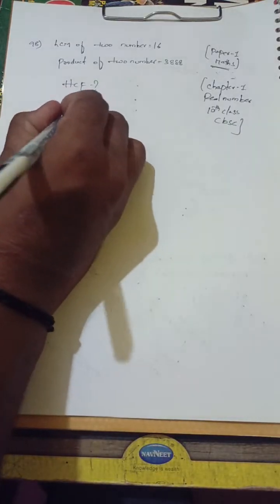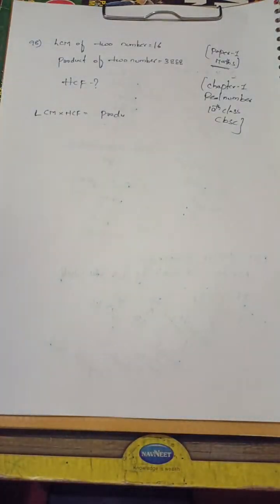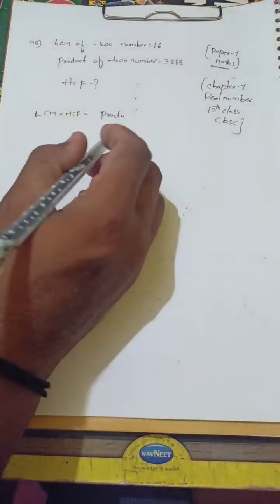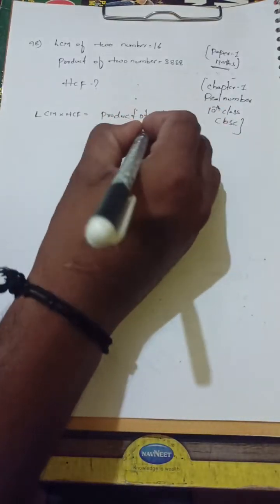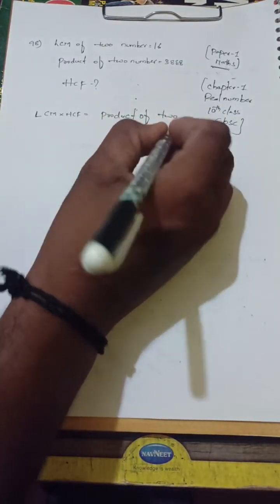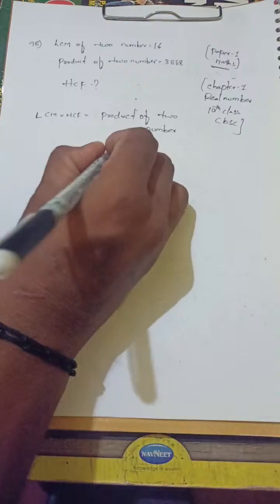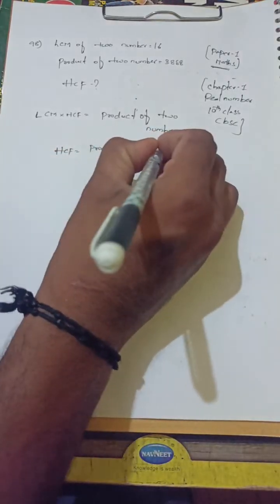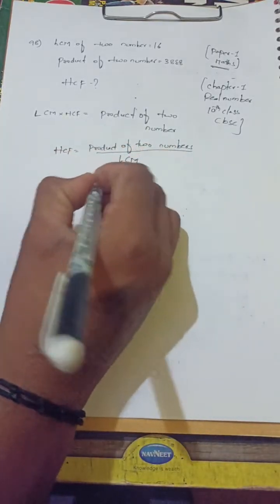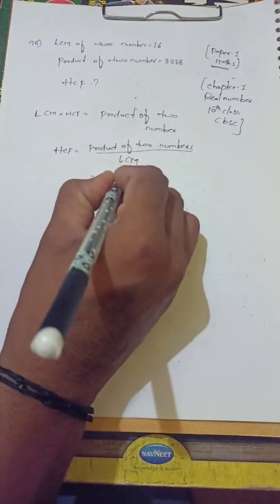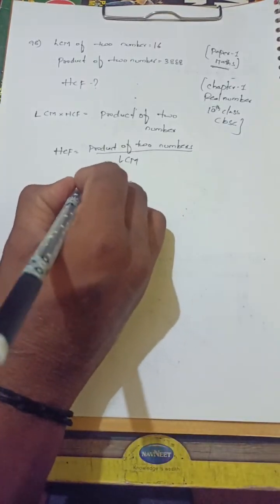So LCM × HCF is equal to the product of two numbers. So the product of two numbers formula we have written. We have to find out the HCF. So HCF is equal to the product of two numbers by LCM. So what is the product of two numbers? The answer is 3888, divided by the LCM, which is 16. So we have to find out the HCF.